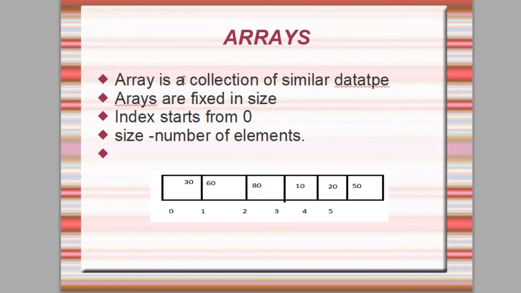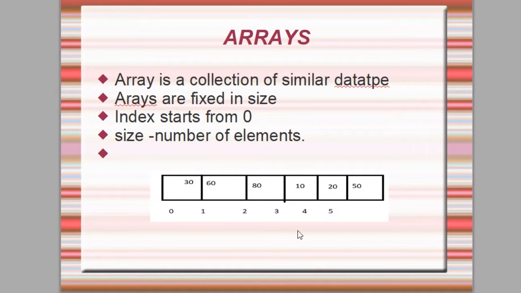An array is nothing but a collection of similar data types, and these arrays are fixed in size. We cannot increase the size at runtime, and the index always starts from 0. See here, I am storing 30, 60, 80, 10, 20, 50 as an array. The index starts from 0. So 30 is stored in the 0th position and 60 is stored in the first position. Like that, the index starts from 0.